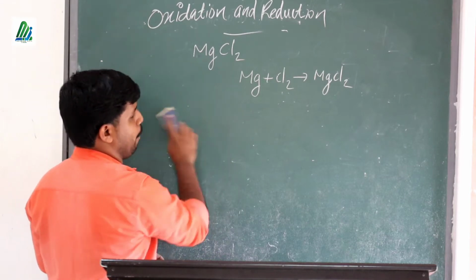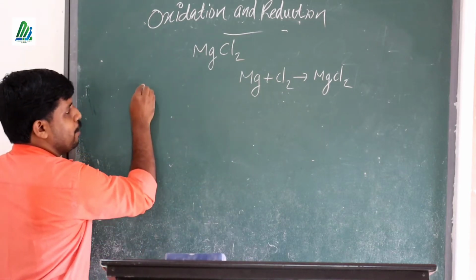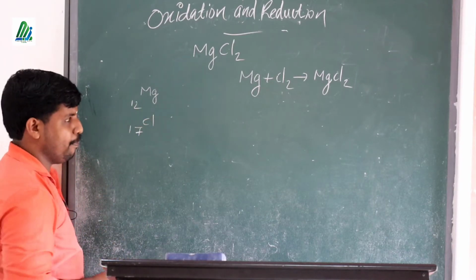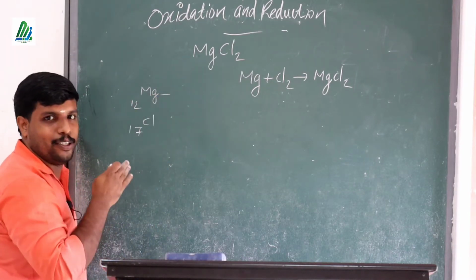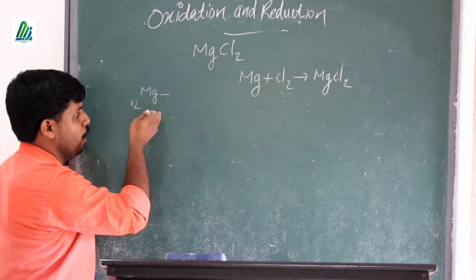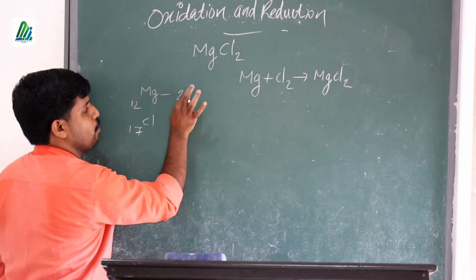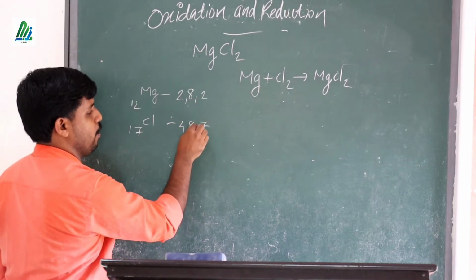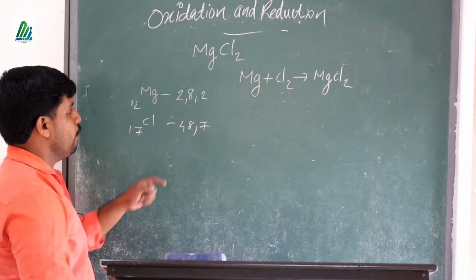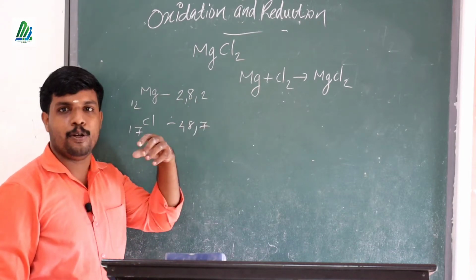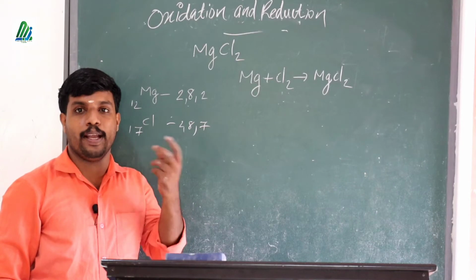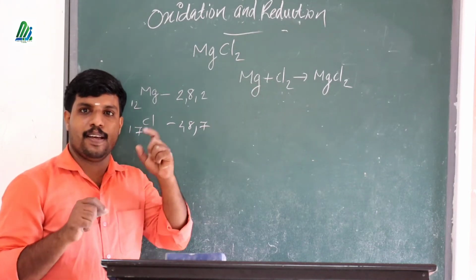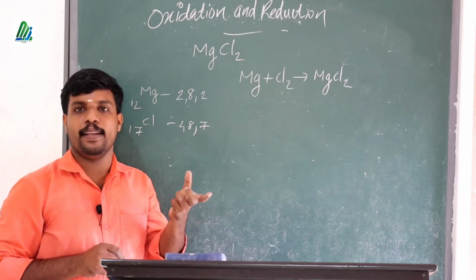Here we are discussing magnesium, whose atomic number is 12, and chlorine, whose atomic number is 17. Then the electronic configuration; I think you are very fluent in writing electronic configurations. It is 2, 8, 2 for magnesium, and 2, 8, 7 for chlorine, because it is 17. Then how will they get stability? Magnesium will donate 2 electrons, and chlorine accepts 1 electron.